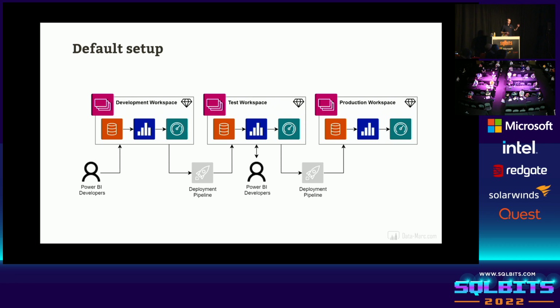You can also choose to put your development and your test workspace on an ASKU, which is an Azure capacity, which you can pause and resume as any other Azure resource. This type of capacity is not allowed for production use, so you can do it for development and test, but not in production.